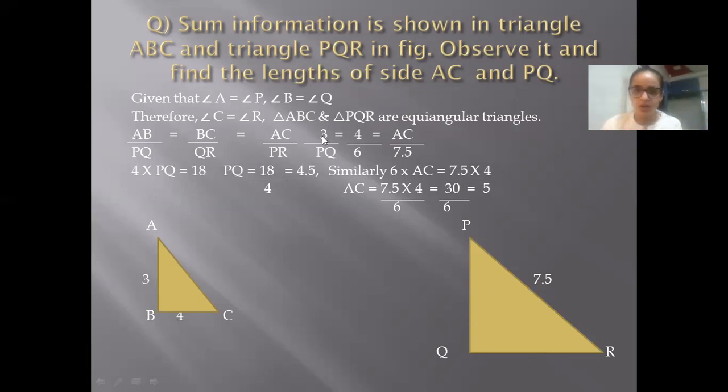Then AC is 3 upon PQ, 4 upon 6, AC by 7.5. So 4 into PQ is equal to 18. Then PQ is equal to 18 by 4, which is equal to 4.5. 6 into AC is equal to 7.5 into 4. AC is equal to 7.5 into 4 by 6, which is equal to 30 upon 6. It is equal to 5. So we have found the sides, that is AC and PQ. AC is 5 and PQ is 4.5.